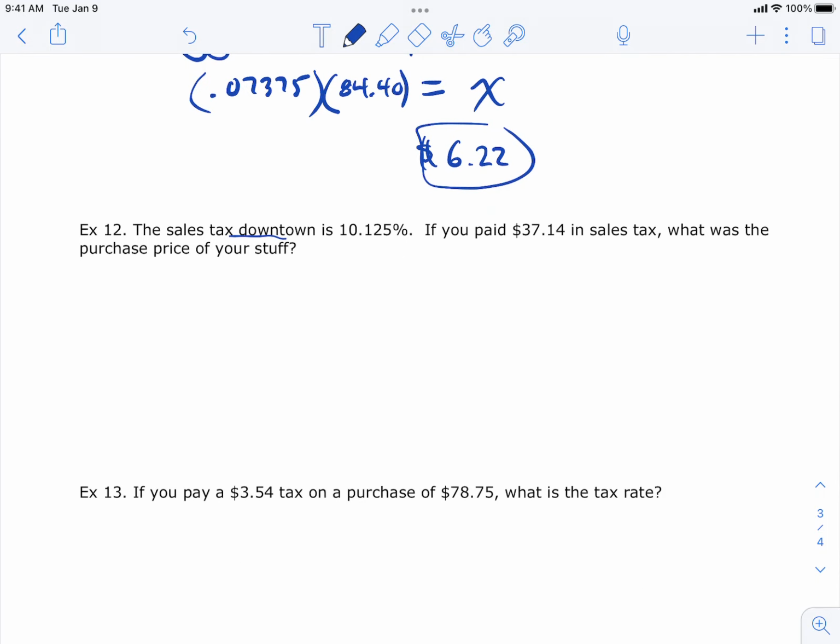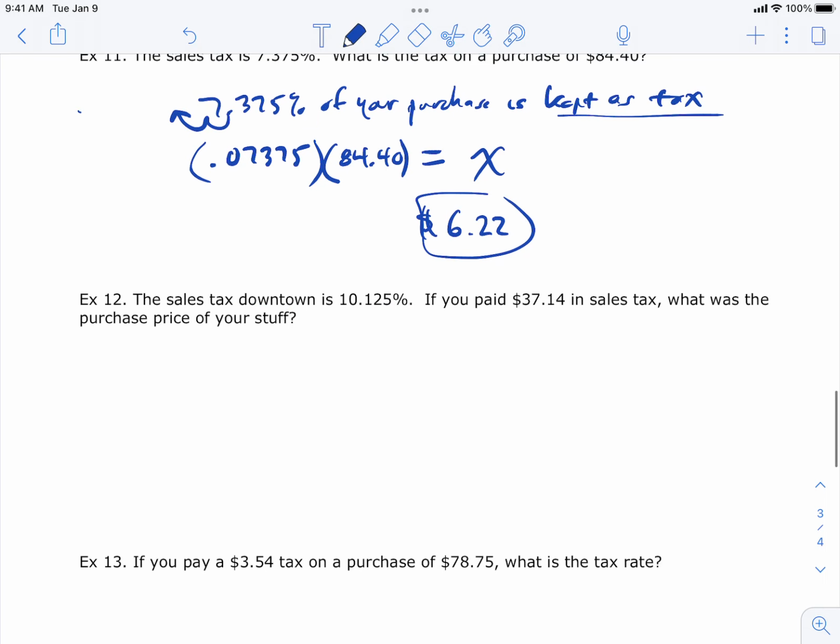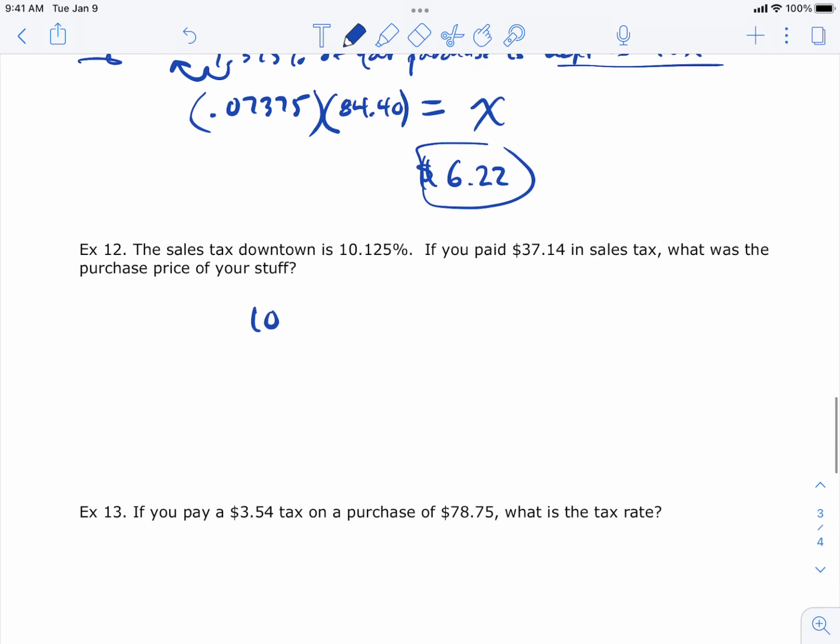The sales tax downtown is a little more hefty, 10.125%. Okay, now we can use the same idea again before I even read. We know it's a tax problem. I can use this same idea. I can say 10.125% of the purchase price is the tax. That's the structure of this problem. 10.125% of the purchase, dollars purchase is going to be the tax. So we can start already.